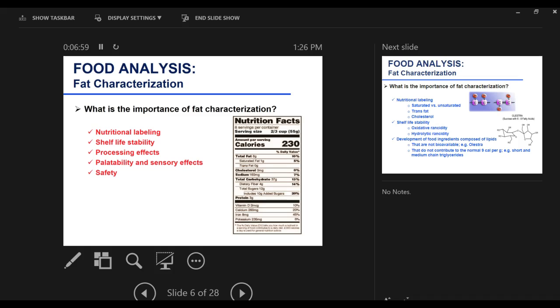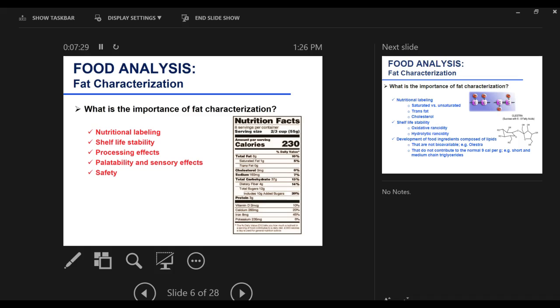Palatability and sensory effects. So what's the mouthfeel of the fat? This has to do, for example, with the solid fat index. When you put it in your mouth, does it melt so fast? Margarine, for example, vegetable butter versus regular butter. So mouthfeel, spreadability.